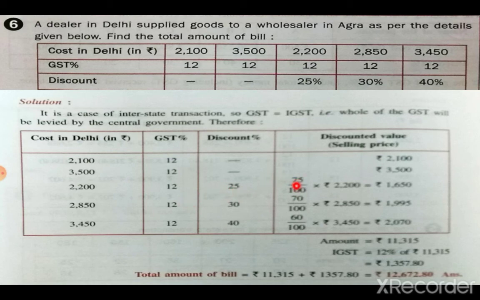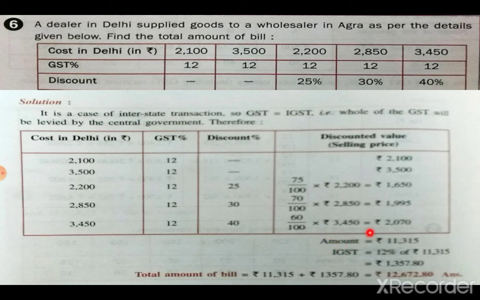So 75 upon 100 into cost in Delhi, that is 2200, will give 1650. Same here, discount is given 30, 100 minus 30 you will do, so 70 upon 100 into 2850, that will give 1995 rupees. Next sum, 100 minus 40 you will do here. So 60 will be there. 60 upon 100 into 3450, that will give 2070.